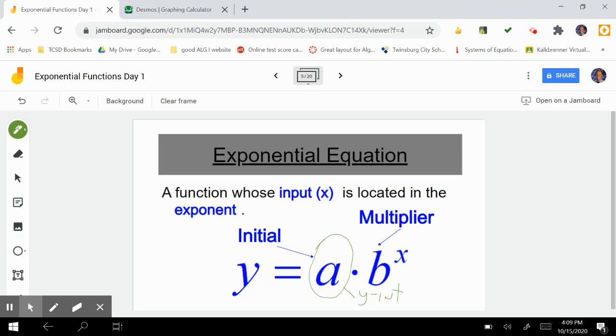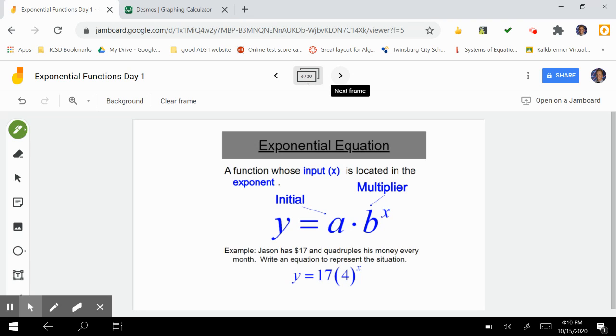So this is going to be important. And then b is the multiplier. How are we going to change? Is it going to be growing, that growth rate, or is it going to be getting smaller, that decay rate? All right. So again, that initial value is the y-intercept, which is going to be crucial for our success when we look at 1, the graph, and 2, tables.